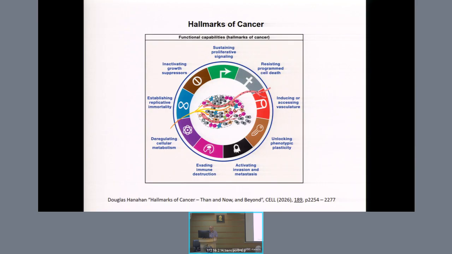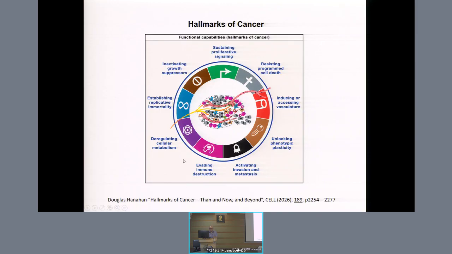Another is that the cells are phenotypically plastic, which means they can change their character. They can de-differentiate to a primitive one, or they can differentiate into another type of cell. For example, an epithelial cell can change itself to a mesenchymal cell. Then, activating invasion and metastasis. This is the ultimate characteristic. The tumor will leave its primary site and spread to distant sites. They are also capable of evading the immune system. They become independent.